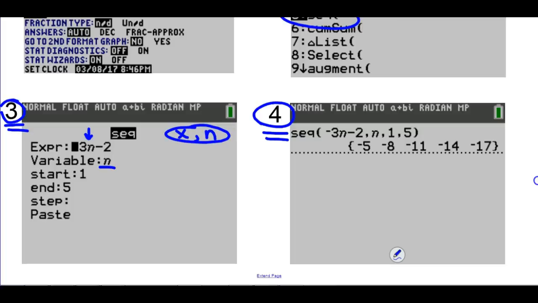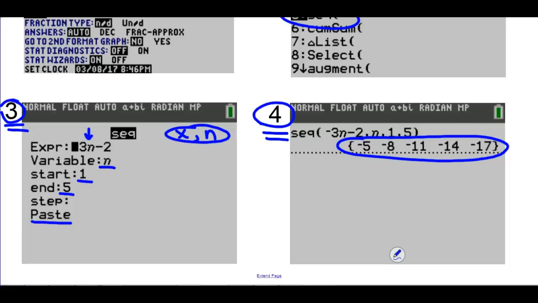Then you put what numbers you want. In this case, I want the first number, and I want to stop on the 5th number in the sequence. After each line, I press enter. After this 5, I press enter, enter, enter. And this paste, it's going to paste it on my screen, and it will look like screen number 4, except it'll only look like the first line. And I press enter, and I get the first 5 numbers in that sequence.